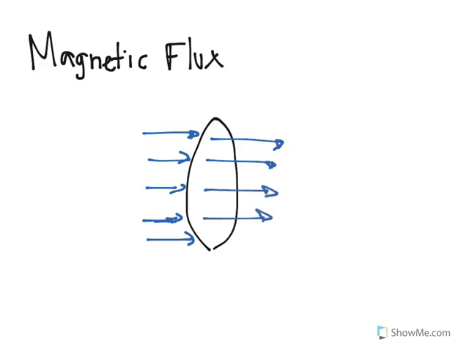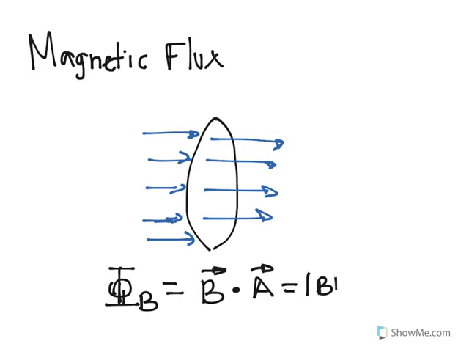And once again, this is a scalar, so as we did with the electric flux, the magnetic flux is going to be equal to the field in a dot product with the area. So remember that this is, for instance, B times A times the cosine of the angle between B and A.